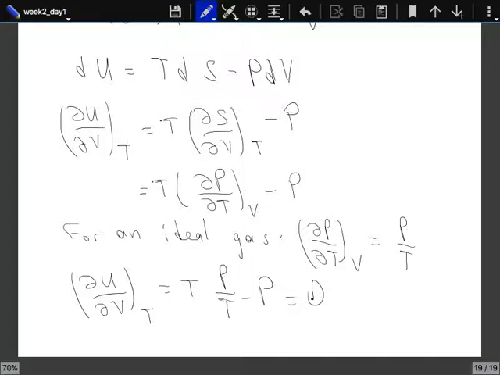In fact, the only information we use about this ideal gas is that PV is equal to NkT. As long as PV is equal to NkT for whatever system you have, its internal energy does not depend on the volume. It only depends on its temperature.